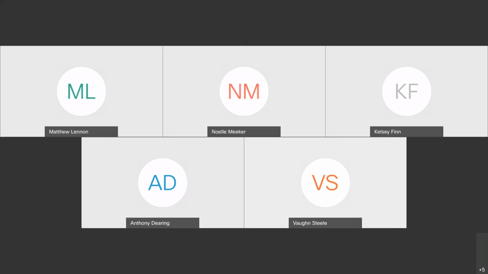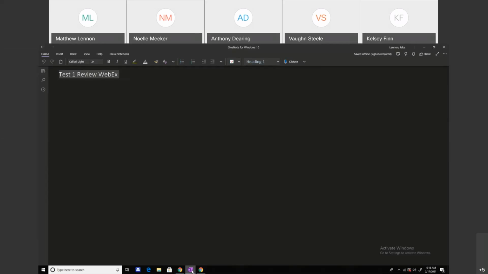All right, so let's jump over to OneNote and get started. So this is the test one review. The first thing we looked at was Riemann sums. So we'll just start by doing a Riemann sum.